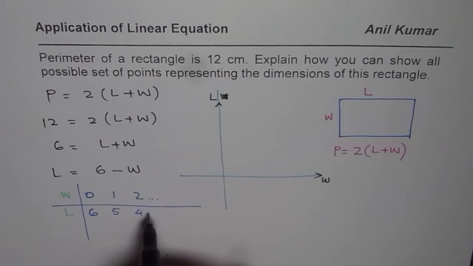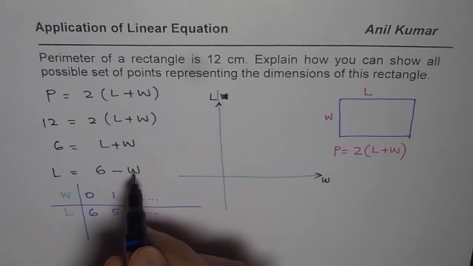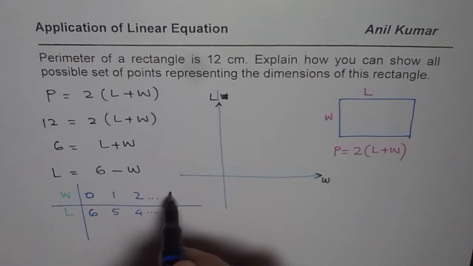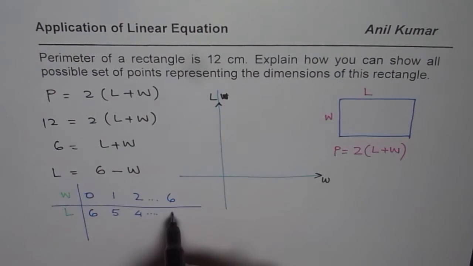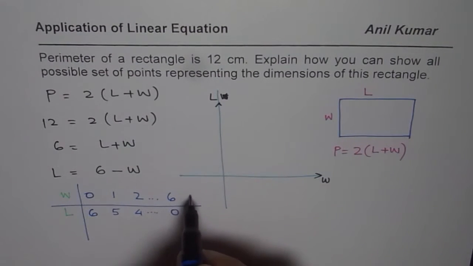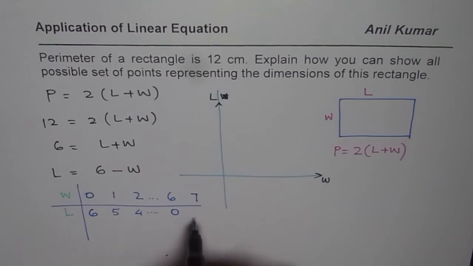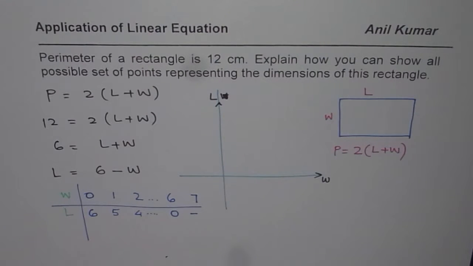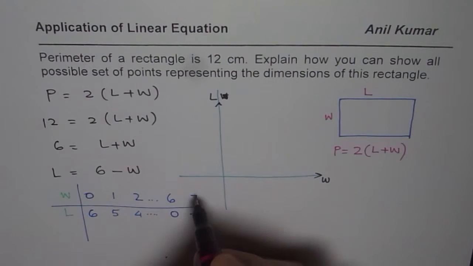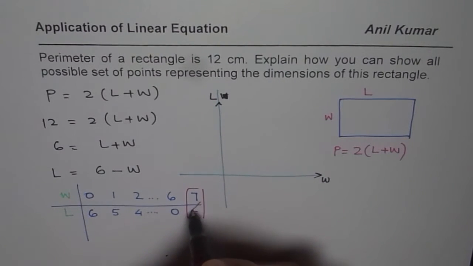So likewise, we can get a couple of points. And if width is, let us say, 6, then the length will be 0. If I take width as 7, then length becomes negative. Well, that is not possible, since the dimensions should always be positive. So this is not possible, correct?